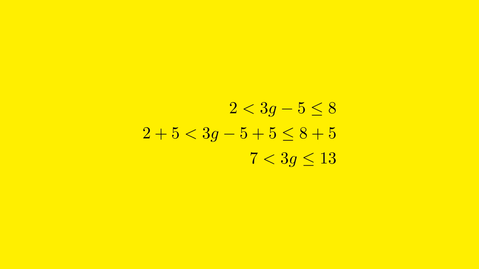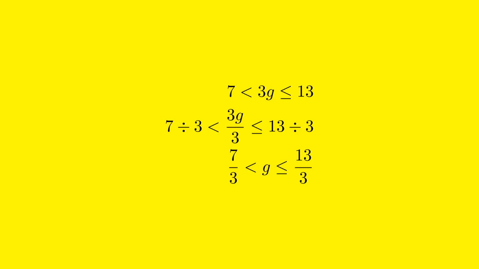This new form shows that the expression 3g is now isolated and we are closer to solving for g. The reasoning behind adding 5 to all three parts is to maintain the balance of the inequality, meaning we perform the same operation on every part to ensure the inequality remains valid.